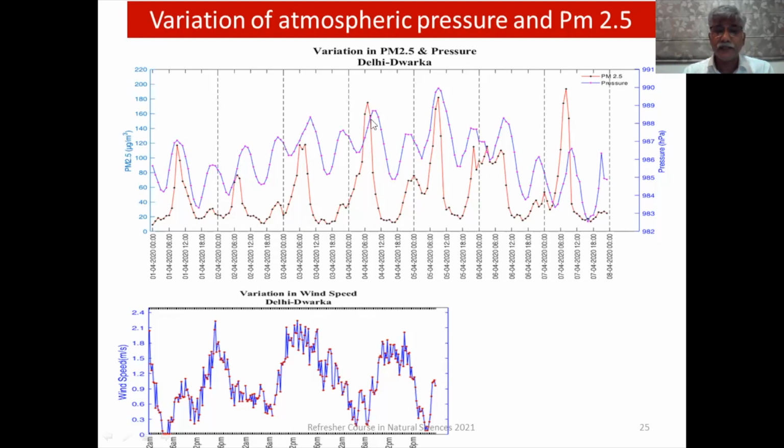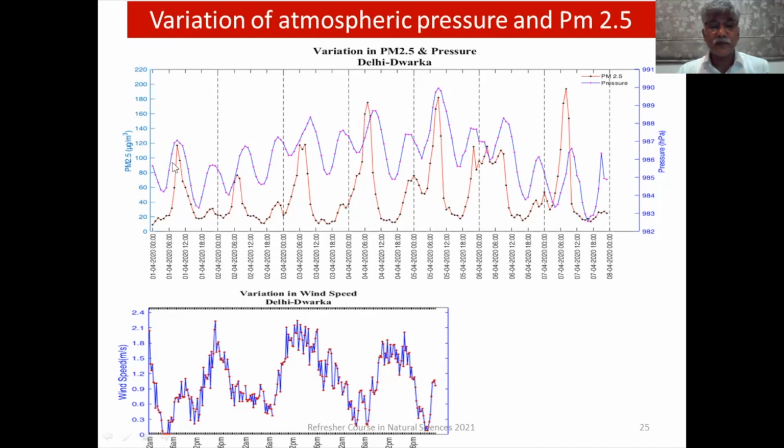It is very systematic, and this is what we call semi-diurnal. Diurnal means 24 hours, semi-diurnal means about 12 hours. So every 12 hours you have a natural variability, and at the same time it is consistently growing like this and coming down here. And at the same time, you can see PM 2.5 increasing, increasing, increasing, and coming down here. Now, what is the role of this?